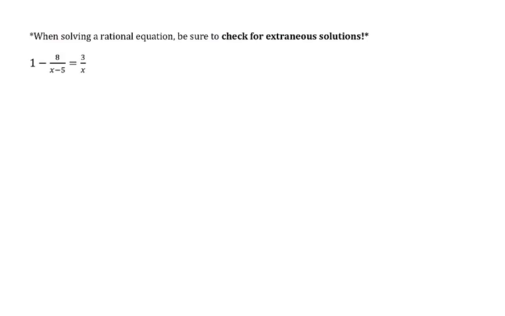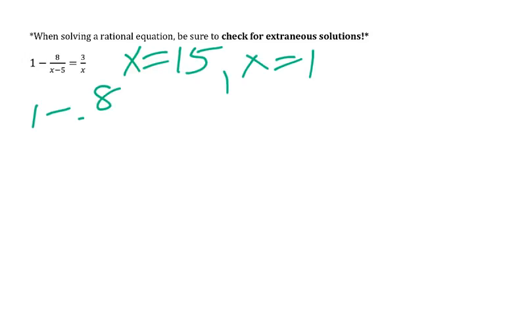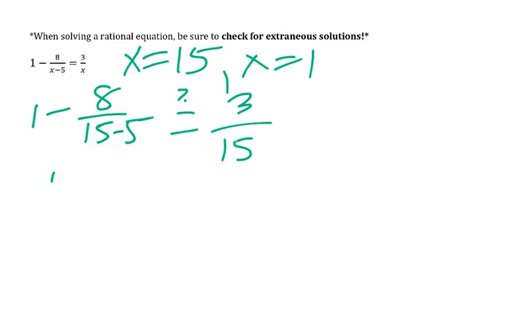Now let's move on to a check step here. We always want to make sure that we are checking for extraneous solutions. The two solutions we got were x equals 15 and x equals 1. So I can plug these in. 15 minus 8 over 15 minus 5. Is that equal to 3 over 15? Well, this is 15 minus 8 over 10 equals 3 over 15.